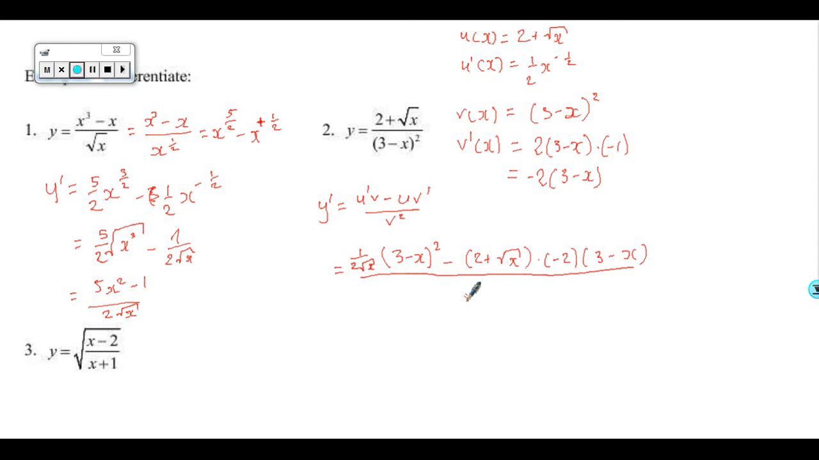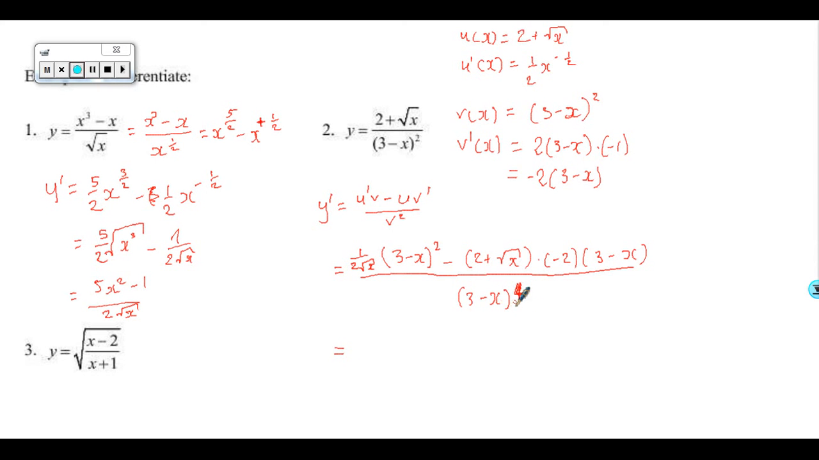So I need to write v, 3 minus x squared, but it's that squared. So what's something squared? And if you square that, you actually get to the power 4, isn't it? So that's to the power 4. Right?